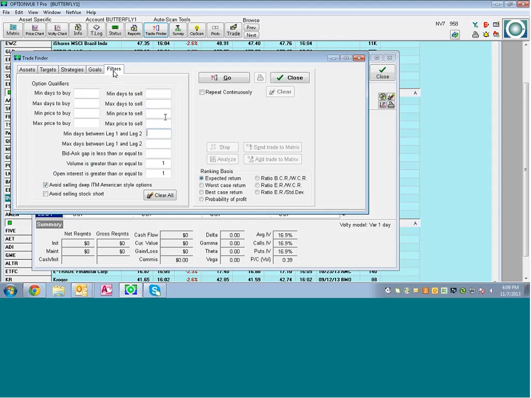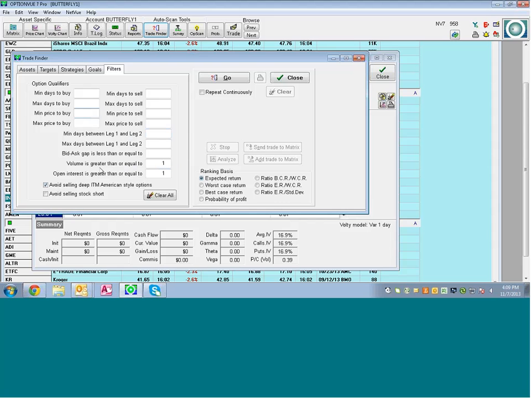Okay, now to the Filters tab. Most people don't see this at first glance, but this is an option qualifier filter screen. That means all of these things have to do with option things, not stock things. So the minimum days to buy, the minimum price to buy would be about an option price, like 0.05 or 0.10, or 50 cents would be 0.5. So that's all about option qualifiers.